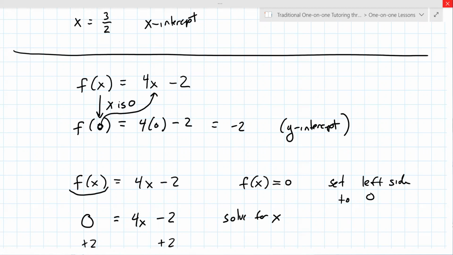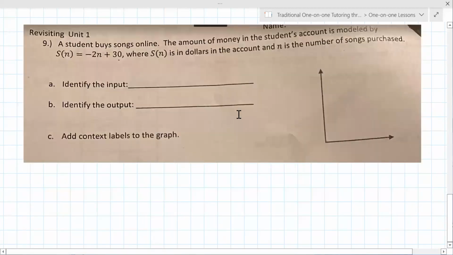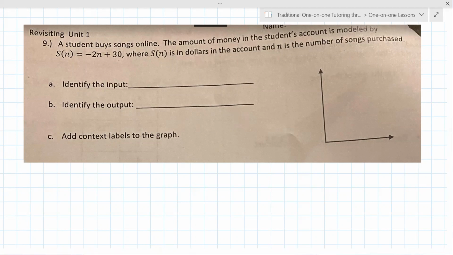All right, fantastic. So we're moving on to a new question. Question 9 is the application problem, we'll say. So it looks different, but it's really the same. A student buys songs online. You probably don't buy any music online. No. The amount of money in the student's account is modeled by S of n equals minus 2n plus 30, where S of n is in dollars in the account and n is the number of songs purchased.